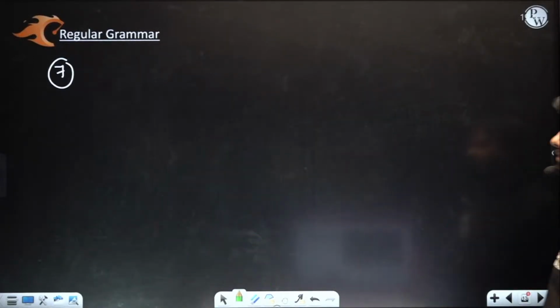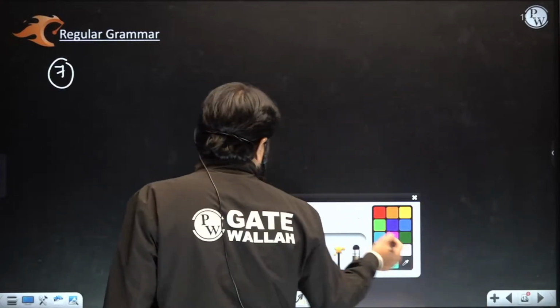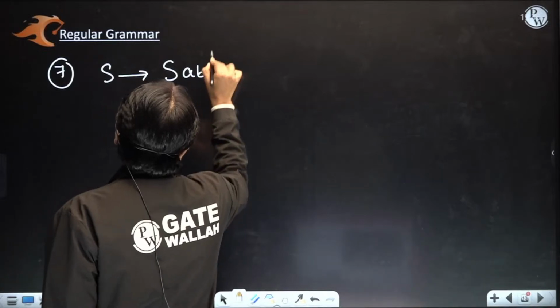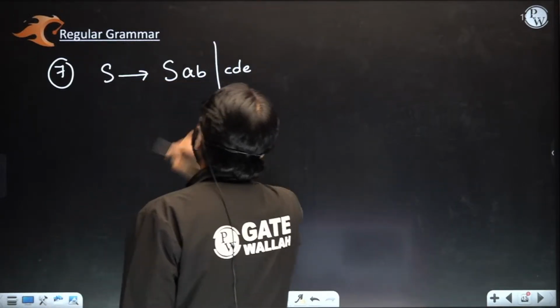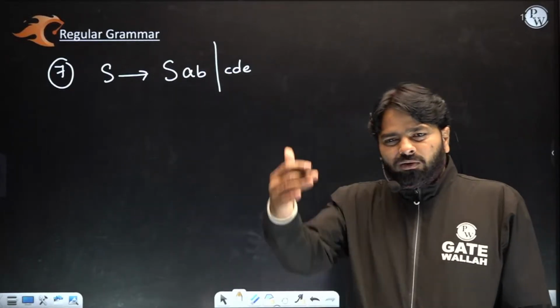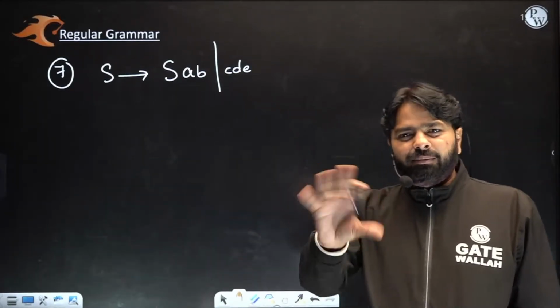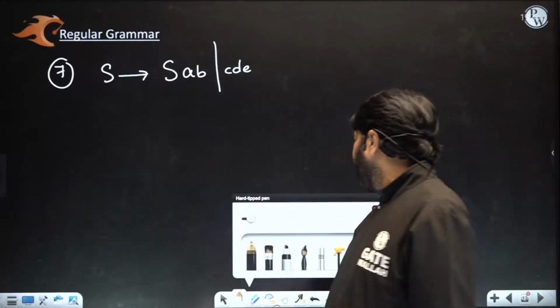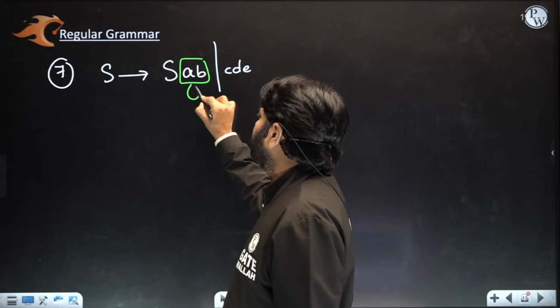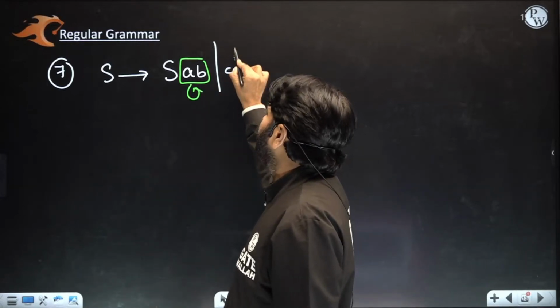How will you answer it? S derives S A B, or C D E. Okay. Now don't write all the strings. Just use the repeator and terminator concept. Who is the repeator and who is the terminator? This AB is a repeator and the terminator is CDE.